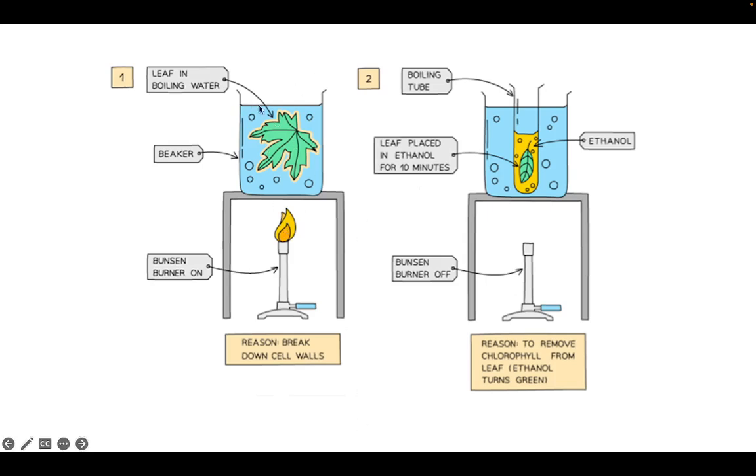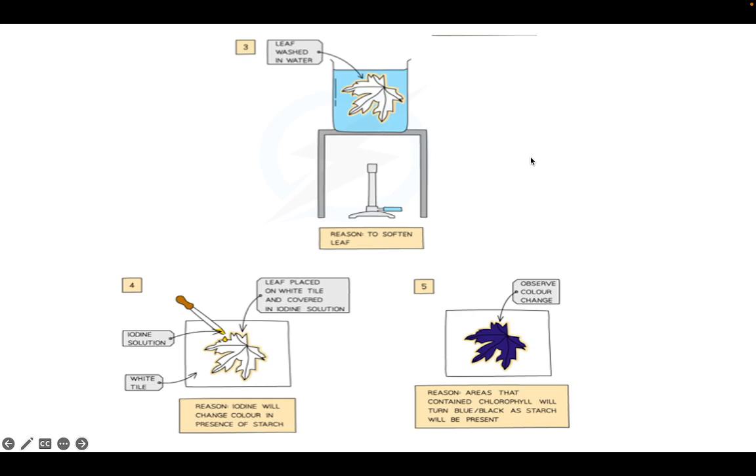We boiled the leaf. I hope you saw we boiled to break down the cell wall and cell membrane. Then we put it in ethanol. Why? To remove chlorophyll. Then the ethanol turns green. That shows that chlorophyll can dissolve in ethanol. And now we wash it. Washing it, we saw, is to soften it, to make sure the leaf is soft. Then if you put on iodine, it will turn blue-black where we had the green before.